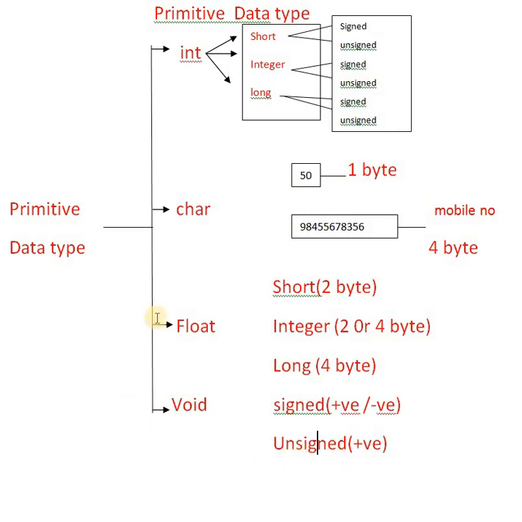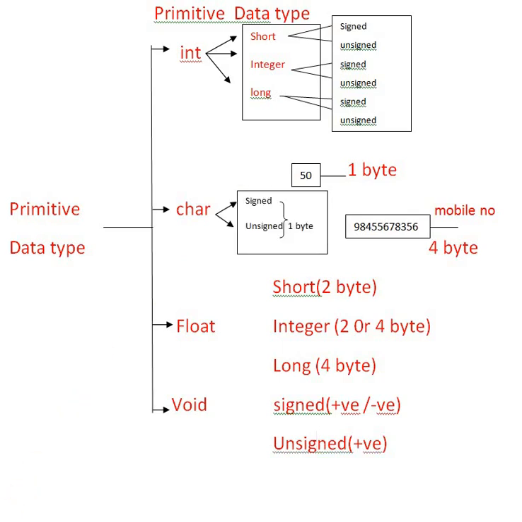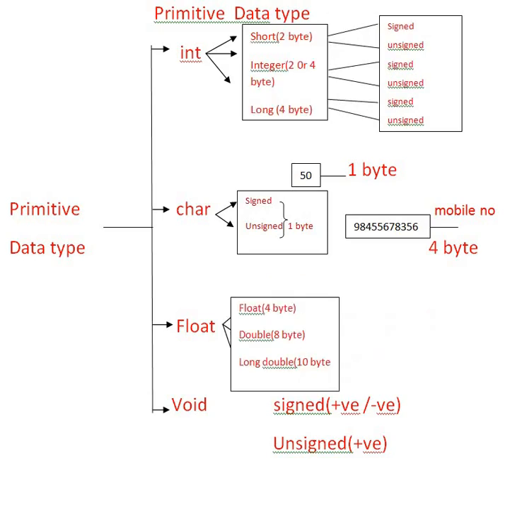So now we go to the char data type. In char, signed and unsigned, it stores only 1 byte. After that the third is float. Float is divided into three types. Float takes 4 bytes, double 8 bytes, long double 10 bytes.